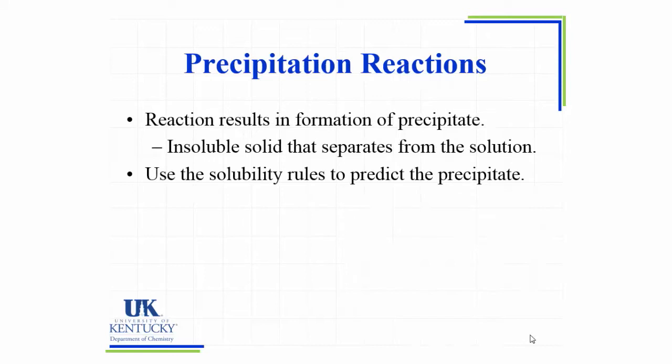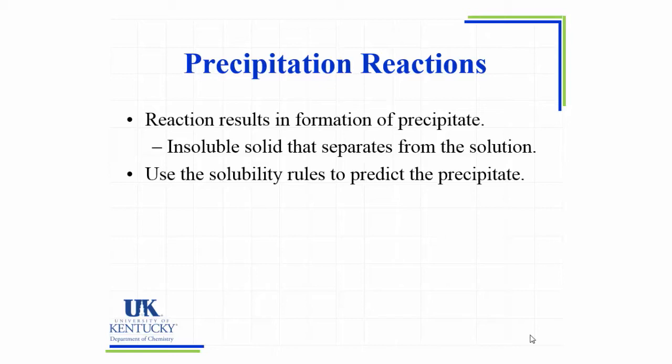Now that we've looked at the solubility rules and can identify what compounds are soluble and which ones are insoluble, we can actually look at our first type of reaction, which is a precipitation reaction. So a precipitation reaction is one that results in the formation of a precipitate. And a precipitate is just a solid that separates out from the solution.